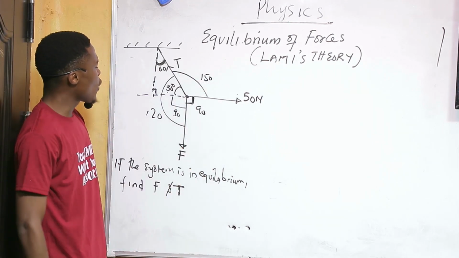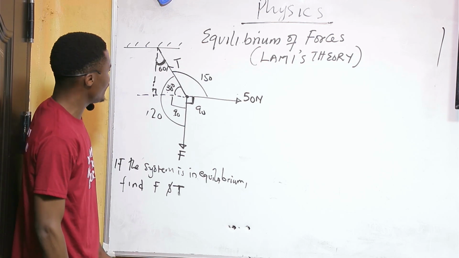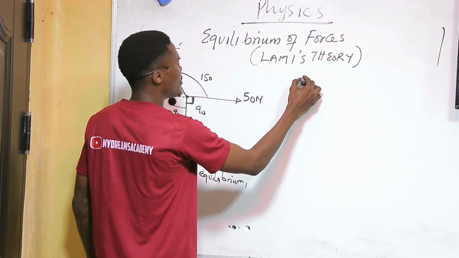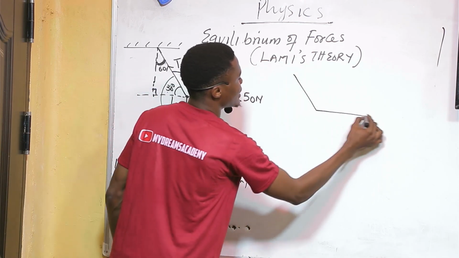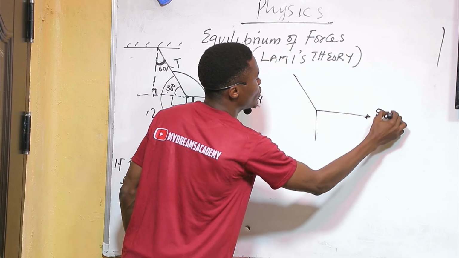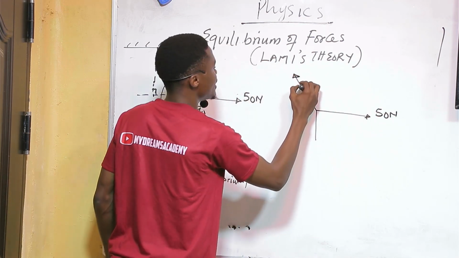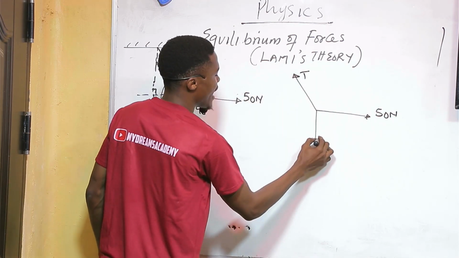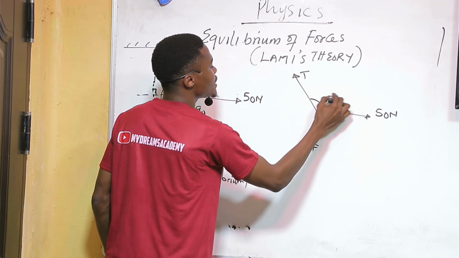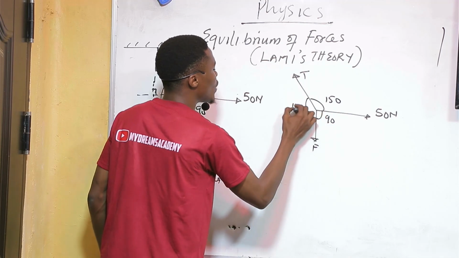So how do we go about solving it now? We can now sketch our diagram. Our diagram becomes this, a free body diagram. It will now look like this. Here is 50 Newton, here is T, and here is F. The angle here is 90. The angle here is 150. The angle here is 120.